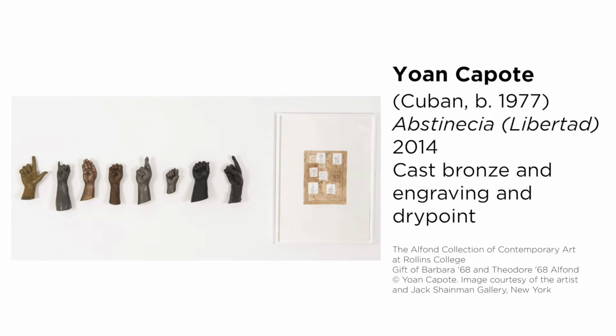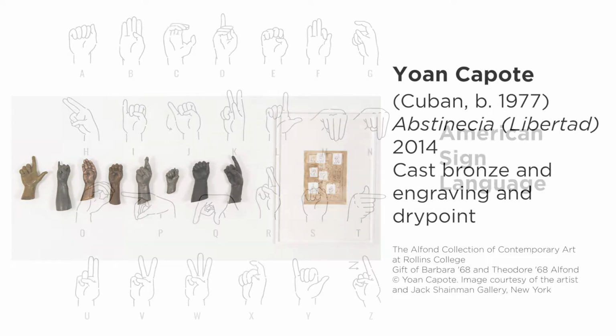Capote uses sign language to show, symbolically, that many people who have immigrated to the United States do not have a voice in how our country is run, even though they are now part of our country. He uses the word liberty to represent this larger social idea that is important to him.